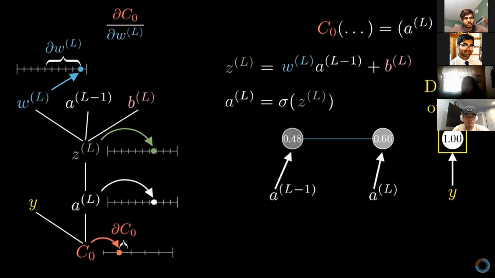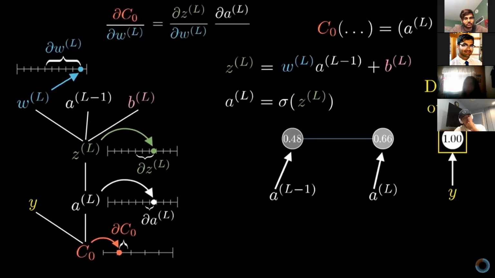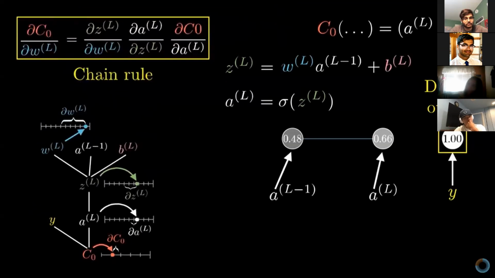Conceptually, this tiny nudge to WL causes some nudge to ZL, which in turn causes some nudge to AL, which directly influences the cost. So we break things up by first looking at the ratio of a tiny change to ZL to this tiny change in W. That is the derivative of ZL with respect to WL. Likewise, you then consider the ratio of the change to AL to the tiny change in ZL that caused it, as well as the ratio between the final nudge to C and this intermediate nudge to AL. This right here is the chain rule, where multiplying together these three ratios gives us the sensitivity of C to small changes in WL.